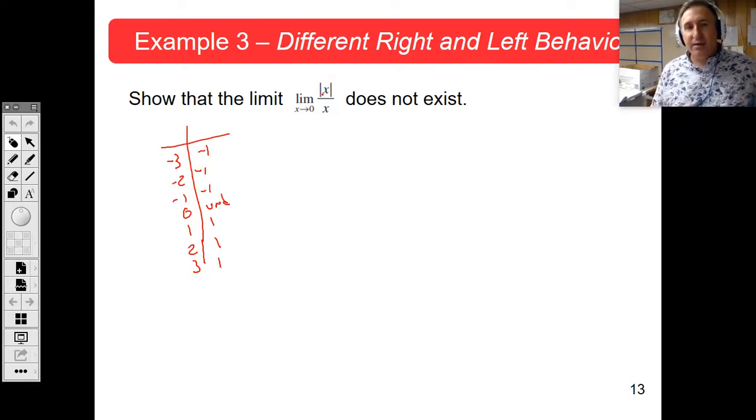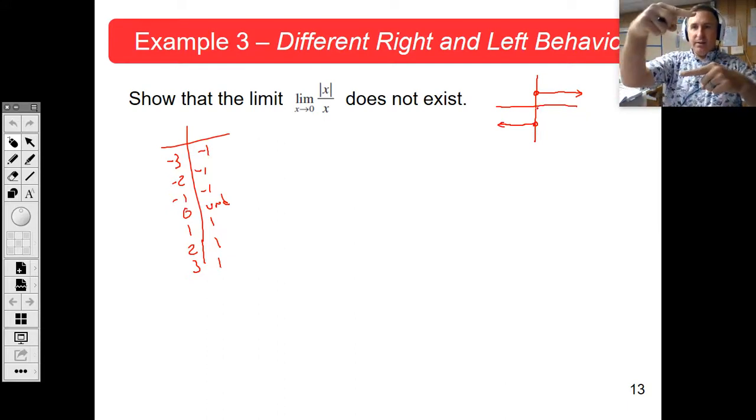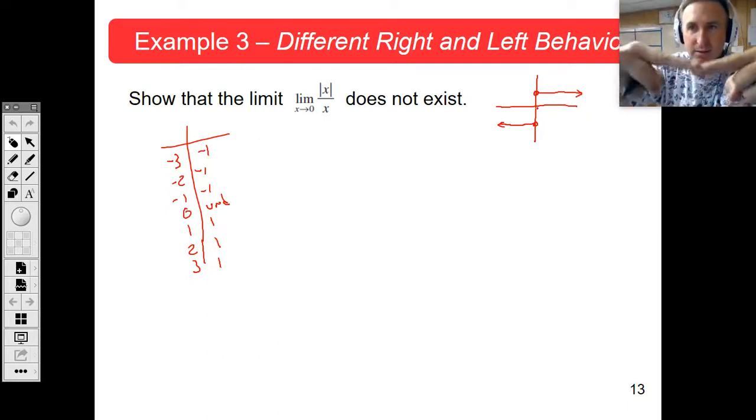If I put in negative 0.00001, this becomes positive over negative, and it's just -1 again, right? So the graph, which we're not looking at quite yet, but if you're thinking about the graph here, on the right side of things, we're at 1. And on the left side of things, we're at -1. And if we're approaching 0, the two will never meet, right?